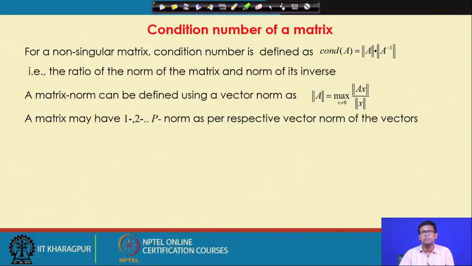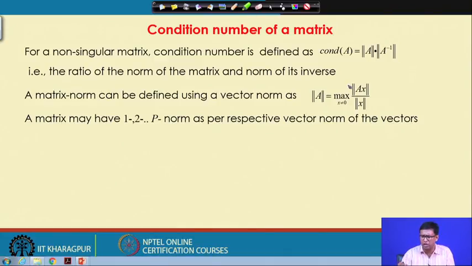A matrix may have a first norm, second norm, p norm, infinity norm, same as the vector norm. What definition we use for the vector norm defines what definition we will use for the matrix norm. If we use the L1 norm for the vector, it is the first norm of the matrix. If we use the L2 norm of the vector, it is the second norm for the matrix. If we use the L infinity norm, that is the largest component of the vector, we use the infinity norm for the matrix. So, it goes hand in hand.